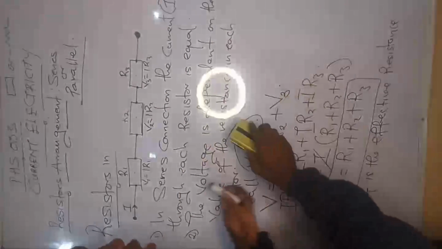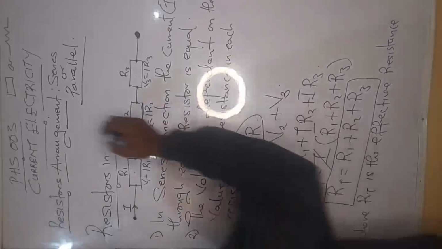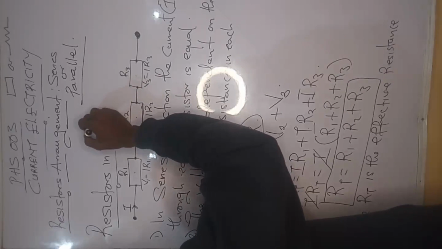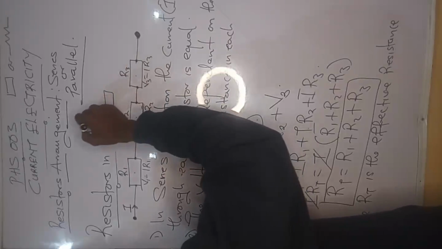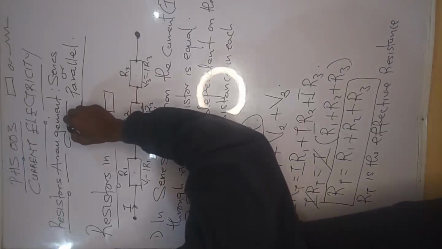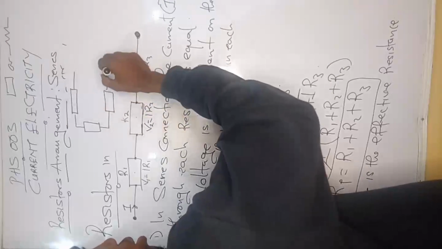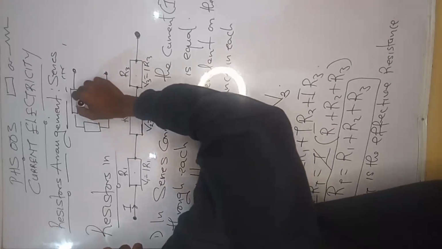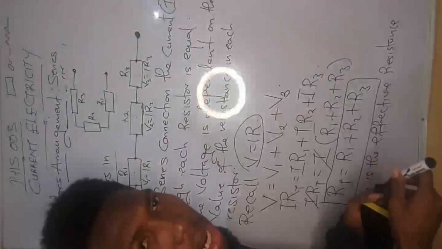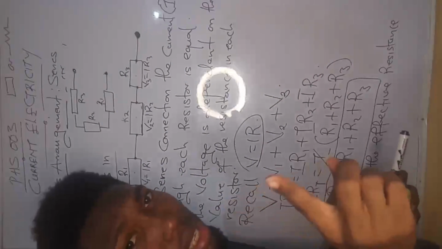Listen, it means that even if they draw a resistance like this for you, these three resistors R1, R2, R3, are they in series or in parallel? These three, are they in series or in parallel? They are in series.